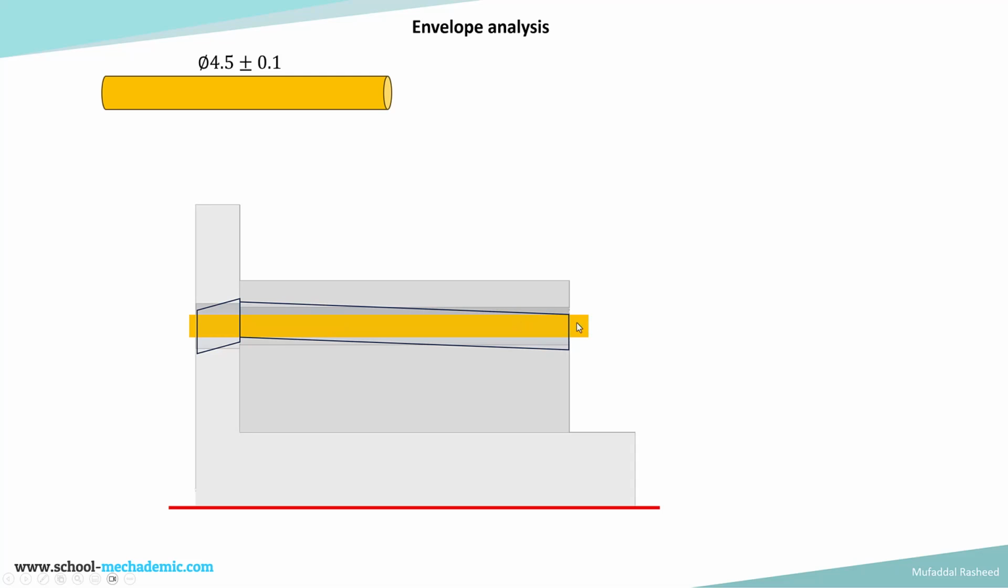So we need to calculate this size of envelope, which is the maximum size of pin which can be inserted into both the holes on part A and part B in the assembly. So that is what we need to calculate. We need to calculate the size of this envelope. We can calculate that by calculating the distance from this point to this point.